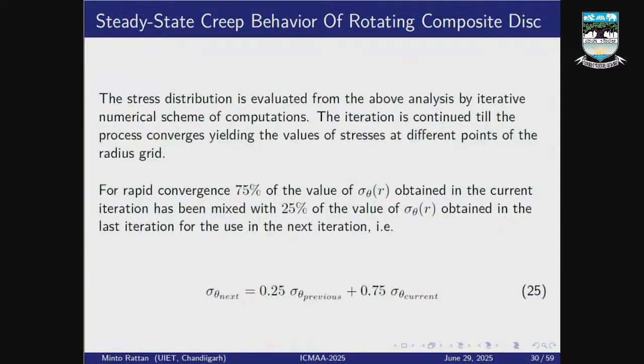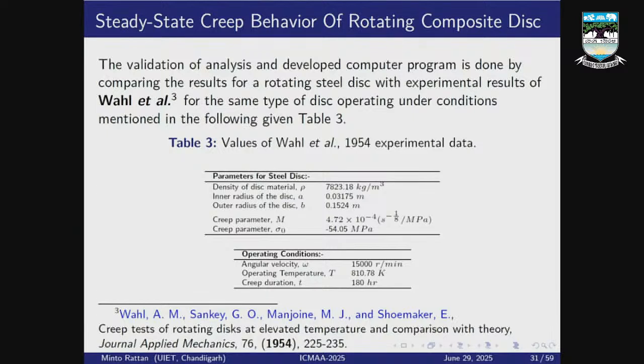Numerical computation has been done to obtain the steady state creep response of the disks having particle size P equal to 1.7 micrometer and particle content V equal to 10 volume percent of the aluminum silicon carbide particulate. In order to validate the developed computer program, the results for a rotating steel disk were obtained and compared with the available experimental results of Wahl, who performed the experiment in 1954 for the same type of disk and operating under the same conditions as mentioned in the table.